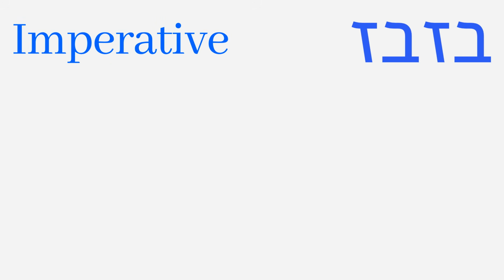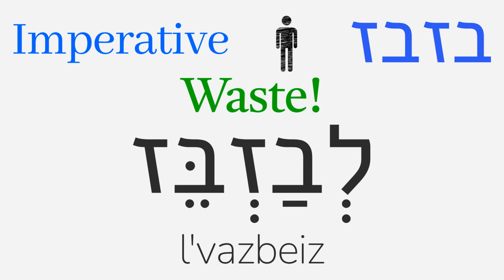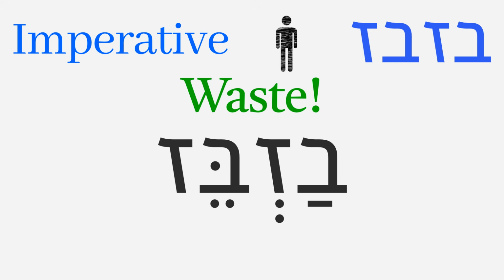The imperative also takes the root letters with the same vowels they have in the infinitive. To make the masculine singular command waste, we take lavaz bez and remove the la. Also, since this first beit now begins the word, it will take a dagesh and say ba instead of va. Bazbez, waste, commanding a man.